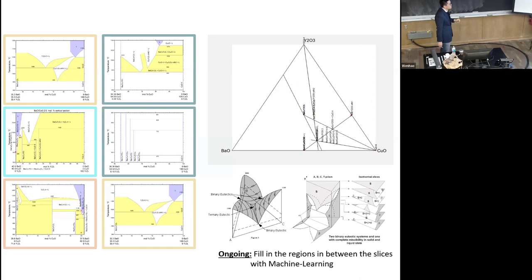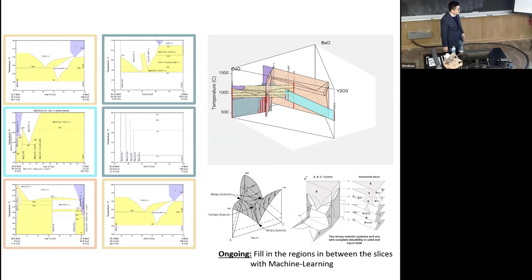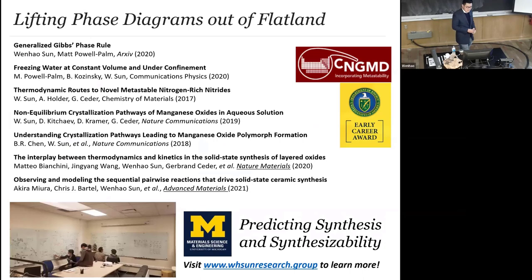And we're currently doing this and also using machine learning algorithms to interpolate between the intermediate regions so that we can have a true phase diagram that we can slice, just like I was slicing with the battery cathode earlier. Okay, so that's my talk, Lifting Phase Diagrams Out of Flatland.